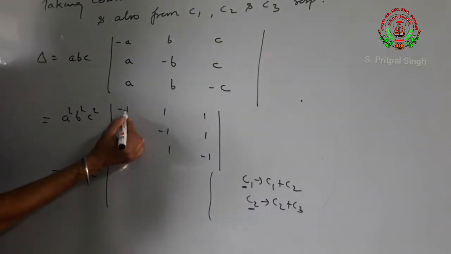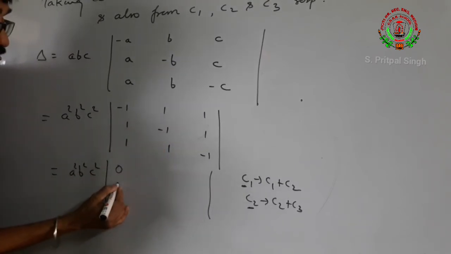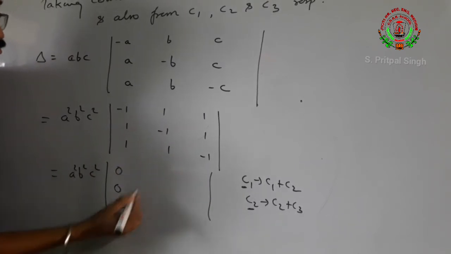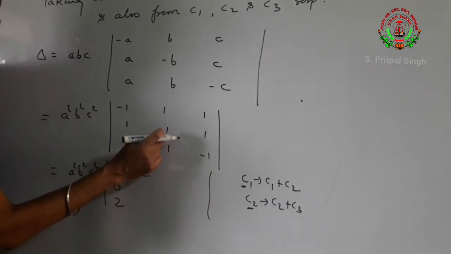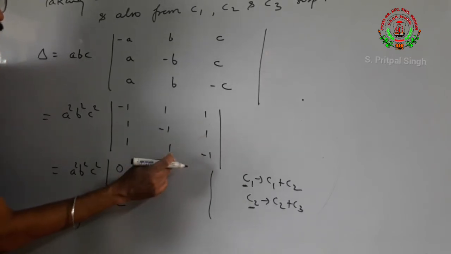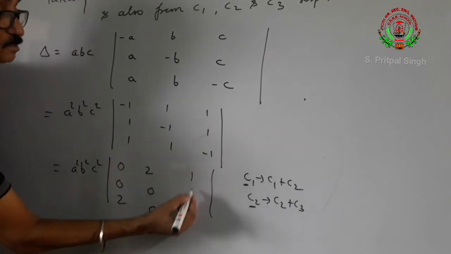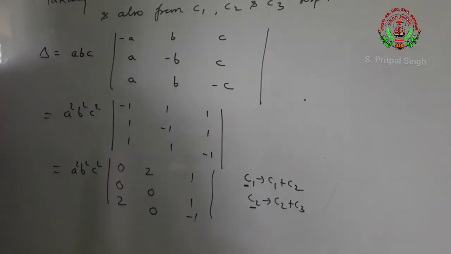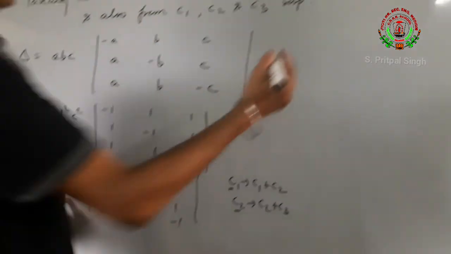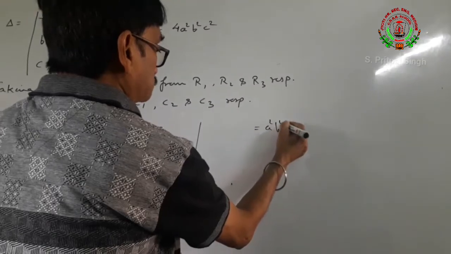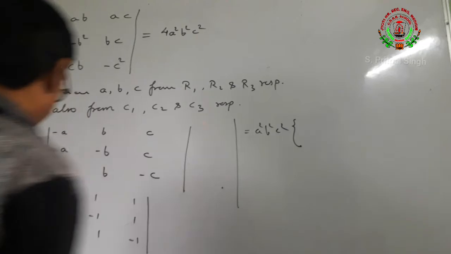When we change the C1 elements and C2 elements by using these two properties, C1 is going to change: minus 1 plus 1, 0, 1 minus 1, 0, 1 plus 1, 2. Now C2 is going to be changed: 1 plus 1, 2, minus 1 plus 1, 0, 1 minus 1, 0. C3 is not going to be changed, the same elements, 1, 1 and minus 1. And now I am going to evaluate this determinant. So what we get? a square, b square, c square. When we evaluate this determinant, what we get?